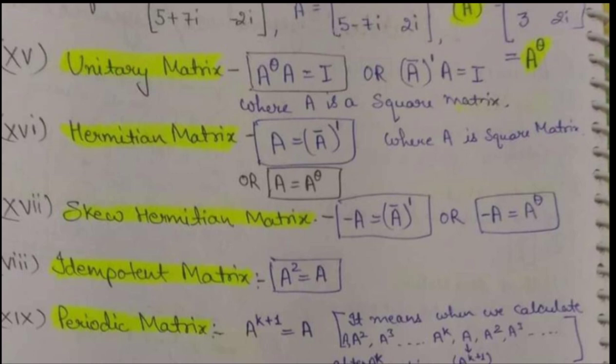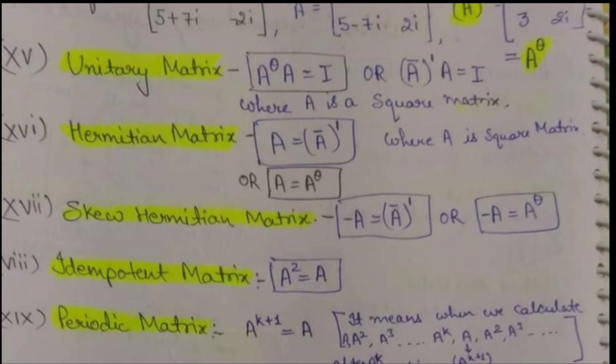Next, what type of matrix is known as an idempotent matrix? An idempotent matrix is a matrix for which, after considering the square of that particular matrix, you get the matrix itself. If it is equal to the matrix itself, then you will say that the matrix is an idempotent matrix. Next, if we talk about the periodic matrix, in that case we consider A to the power k plus 1, where k can be any integer here.